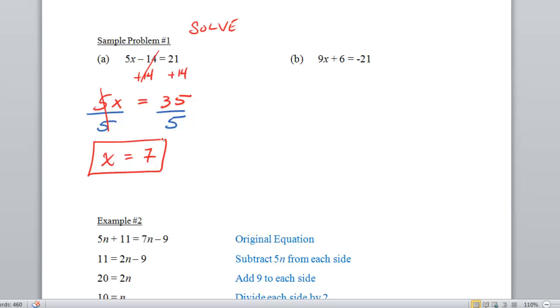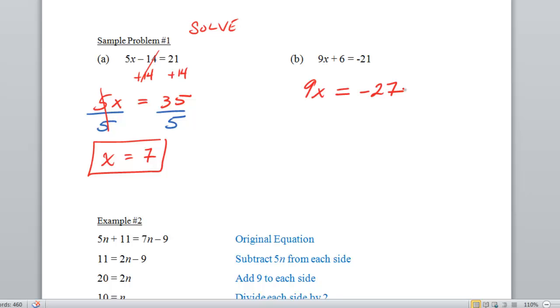Alright, very good. Part B is very similar. I'm going to start by subtracting 6 from both sides. Now, I'm going to do it in my head this time. So if I subtract 6 from the left side, I know that those 6's cancel out. If I subtract 6 from the right side, I have negative 21 and negative 6, which is going to give me negative 27. Now I have 9 attached to the x through multiplication, so I'll undo this with division.